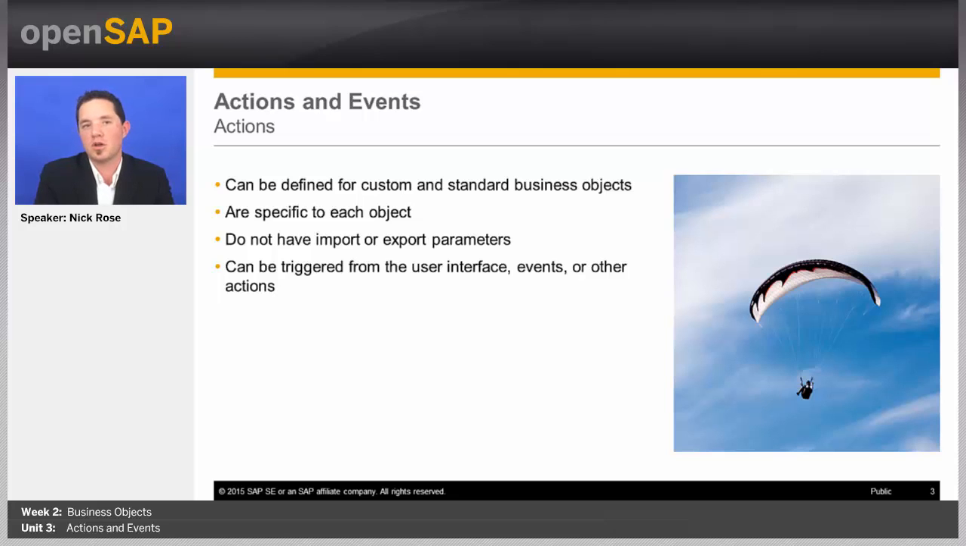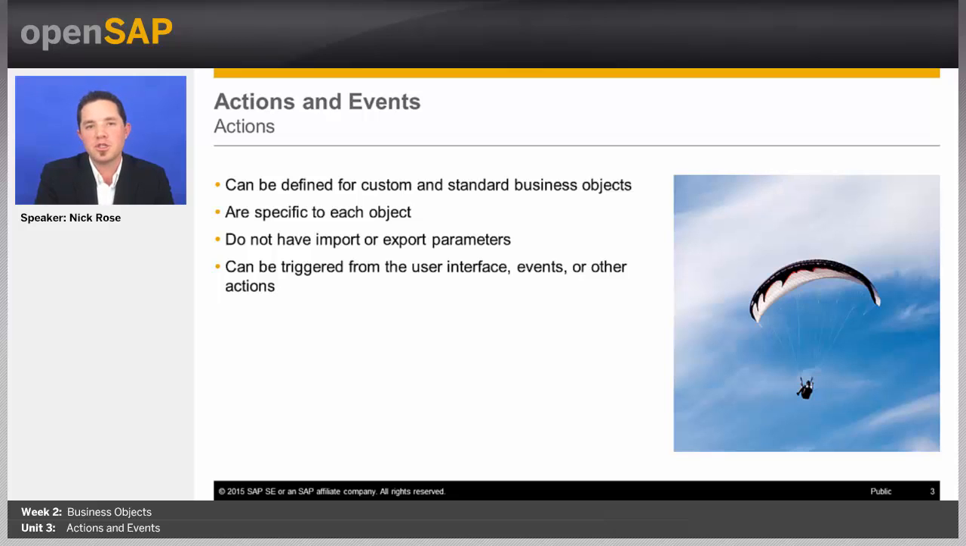There are many actions that are already there on standard business objects, so even though we can create new ones, obviously there are existing ones. And actions in the SAP Cloud Application Studio do not have import and export parameters. So that means when we call an action on an object, we're not going to pass info into it. Within the action itself, if we need any data, we're going to have to retrieve that data and use it within our action.